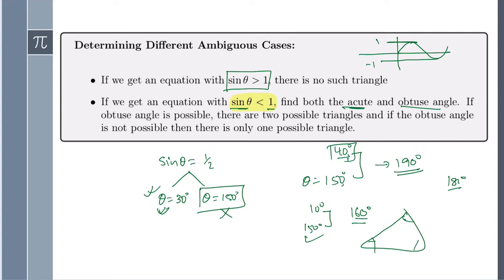If when you add that obtuse angle with the given angle it is still less than 180 degrees, then that obtuse angle is possible. In that case, we'll have two different triangles, one with the acute angle and one with the obtuse angle, and we have to solve both triangles. So this is how you deal with the ambiguous cases. Now I'll show you an example for each of these types.